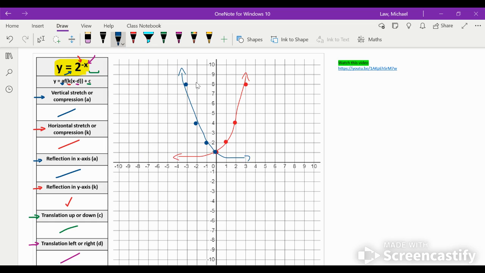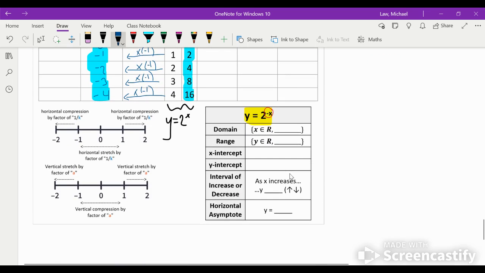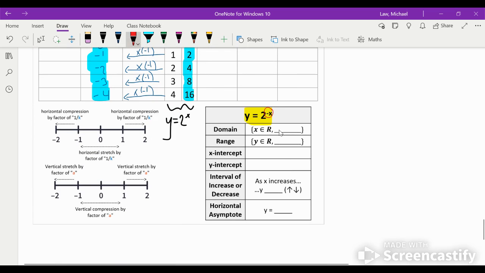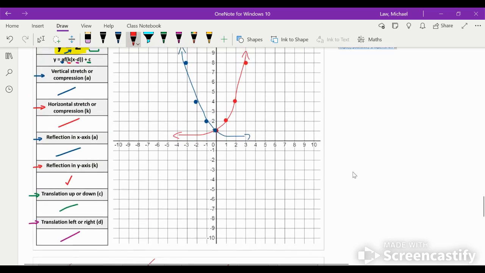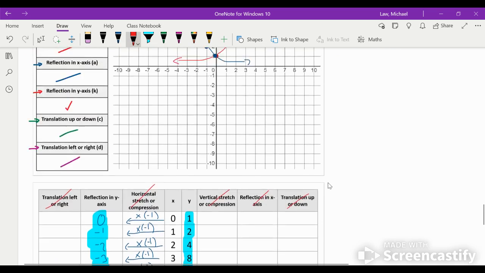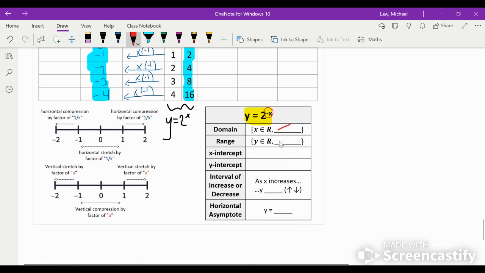And there you go. We have a graph of the transformed function. And as you can see, it has been reflected in the y-axis. Let's determine some of its properties. For the domain, x is an element of the real numbers. As you can see, that doesn't change. It is the same. In terms of the range, you can see that y has to be greater than 0.